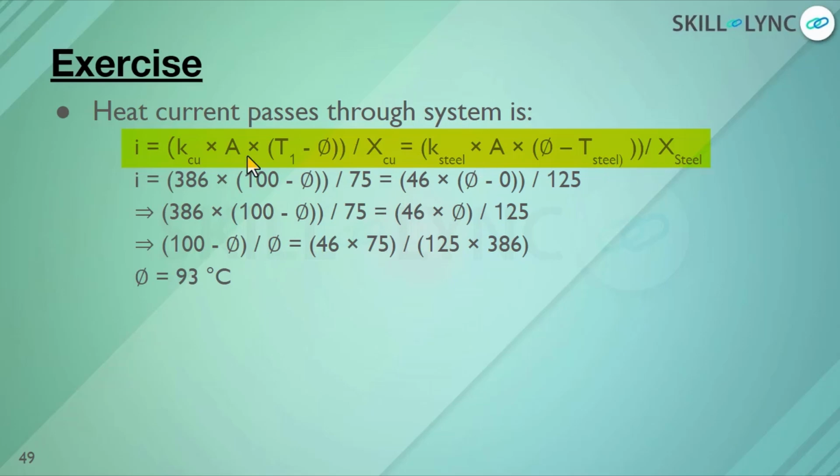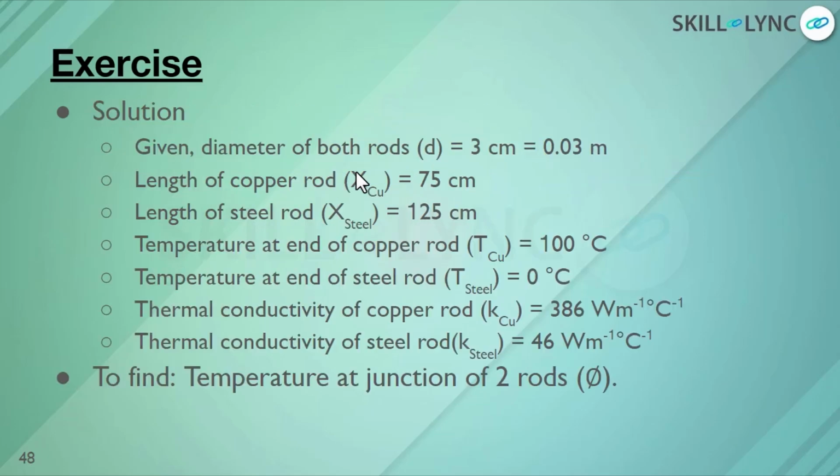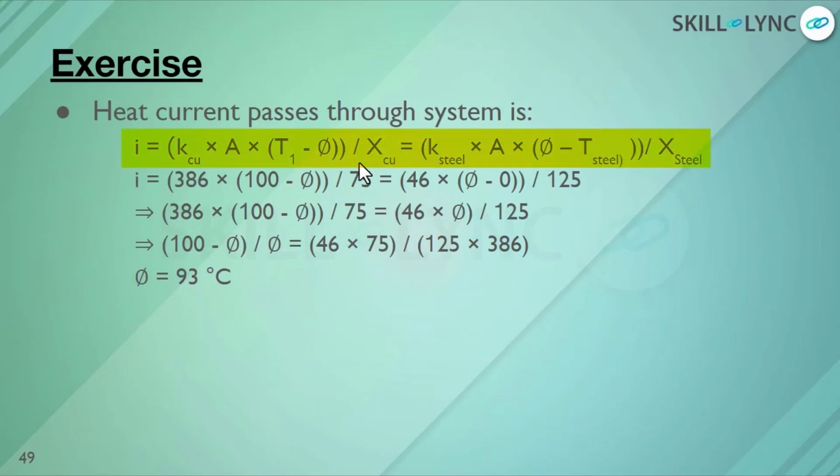As we can see, A is common on both sides, and we also know from the given conditions that the diameter of both rods is the same. Therefore, we can make out that the area of both rods would also be the same. Thus, we are cancelling out the area of cross section of the copper rod and the area of cross section of the steel rod with each other right away.